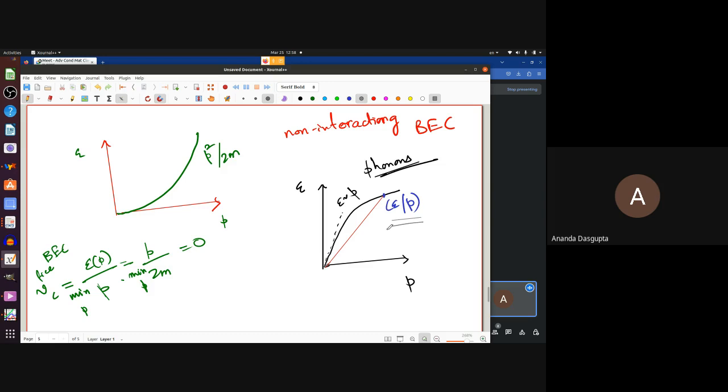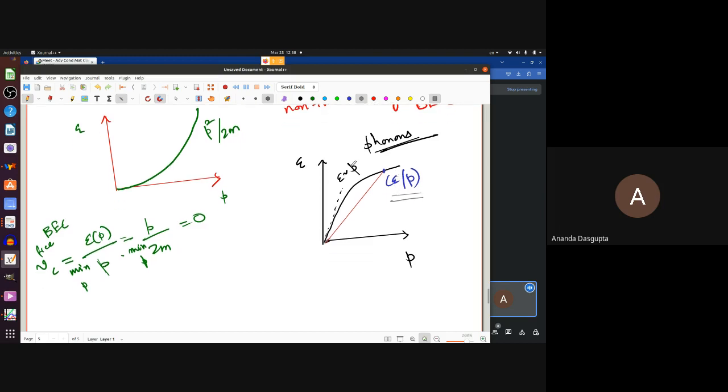It's not the slope of the curve, it's the slope of this chord, the slope of this red line, not the slope of the epsilon p curve. That's of course d epsilon by dp. What we have here is the slope of this line. So what is the minimum value for this slope? In this case, the minimum value is achieved here, at the edge of the Brillouin zone. If v is smaller than this minimum slope, there will be superfluidity. If it's larger than this, you'll get excitation.